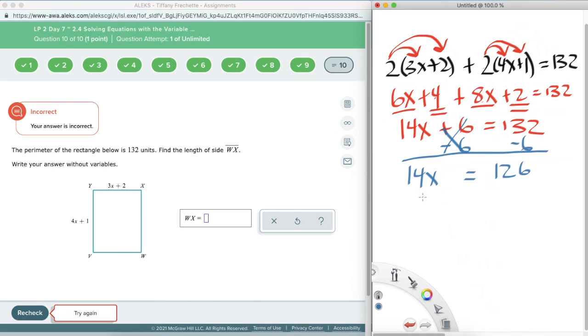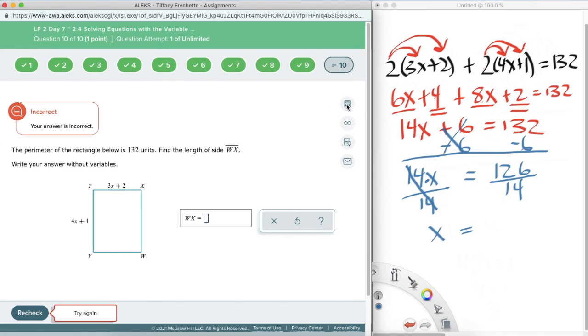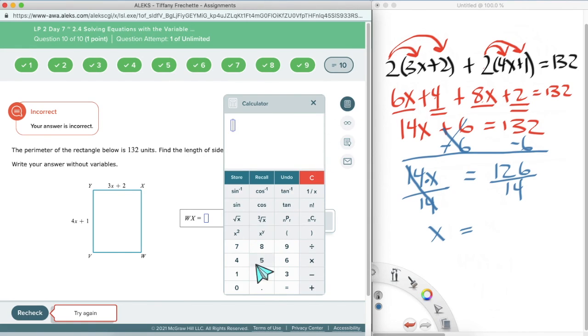Okay. So I'm multiplying by 14, so I'm going to divide by 14. Divide by 14. 14 divided by 14 cancels out. And x equals, if I divide by 14, I get 9. And they did give me a calculator in here. So I can use this calculator and I can go 126 divided by 14 and it'll tell me that it's 9. Okay? So I get 9.